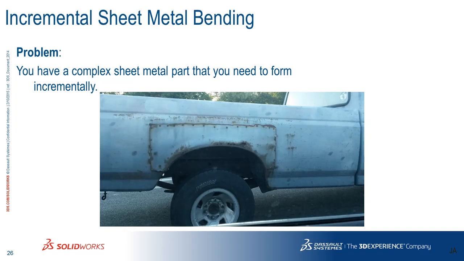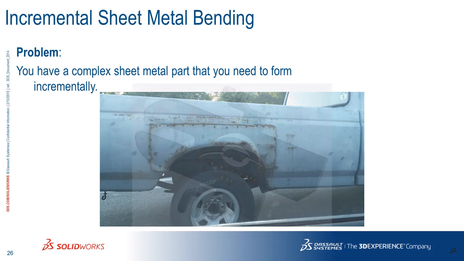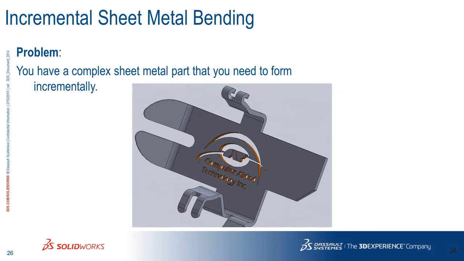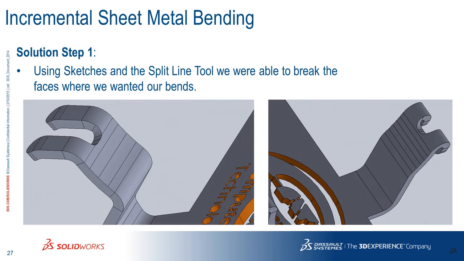All right, so the next problem is you got a complex sheet metal part that you need to form incrementally. Well, so that's not the sheet metal part we're looking for. That's the sheet metal part we're looking for there. So we got a part that we want to form incrementally. We want to form this in a series of stepped bends. How do we do that?